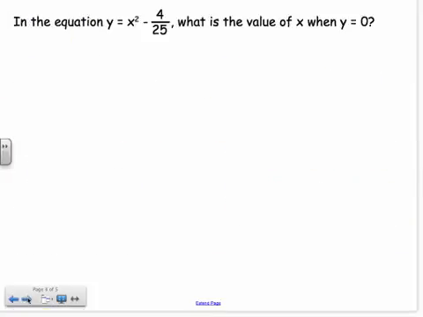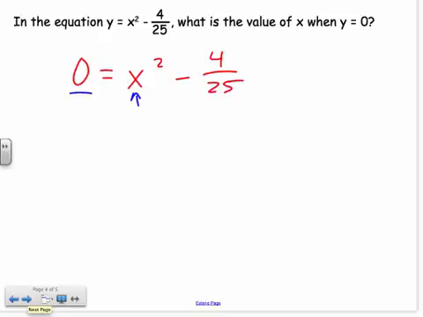Let's do an equation with this. It gives me this equation, y equals x squared minus 4 over 25. It's asking what x is when y equals 0. So let's plug in 0 for y. And that's our goal, right? When we have a polynomial to the second degree, we always want it to equal 0. So we're good so far. Well, we always want to factor when we're to the second degree.